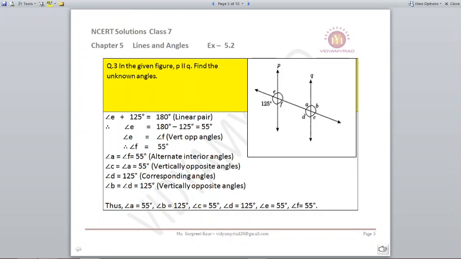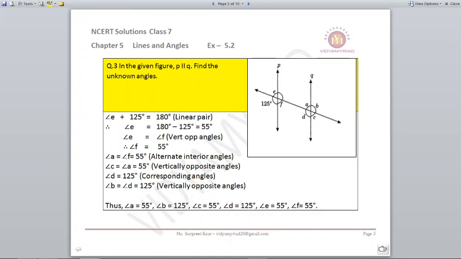Your F and C will be equal. Your E and A will be equal. Your E and F will be vertically opposite angles. Your A and C will be vertically opposite angles. Your B and D will be vertically opposite angles. So if we know any one angle, that is 125 degrees, we can very easily find out all the other angles. Now 125 plus E is equal to 180 degrees because of the linear pair. Angle E is equal to 55 degrees.